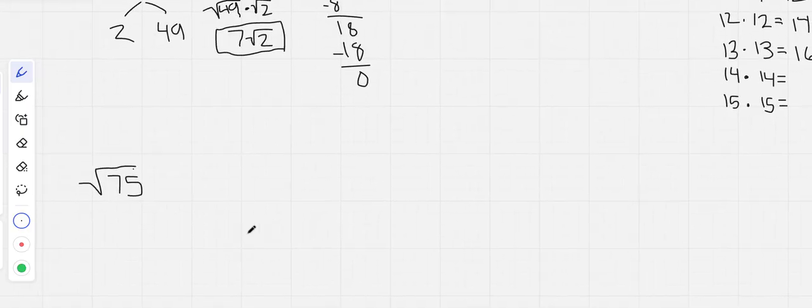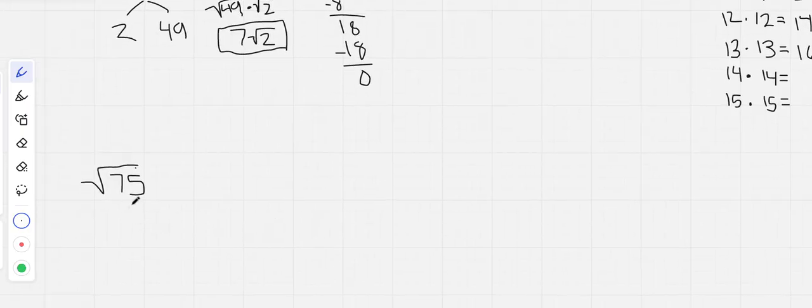Let's do another. Square root of 75. Right away, we can identify that 25 is a factor of 75. How do I know that right away? Just thinking about money, thinking about quarters. 25 cents, 50 cents, 75 cents, $1. Whenever we are multiplying by 25, just think in terms of quarters.